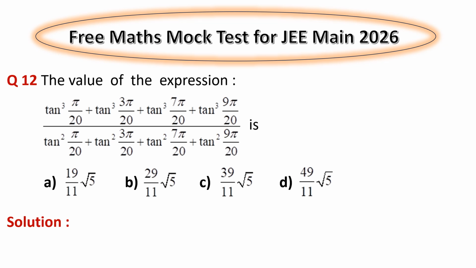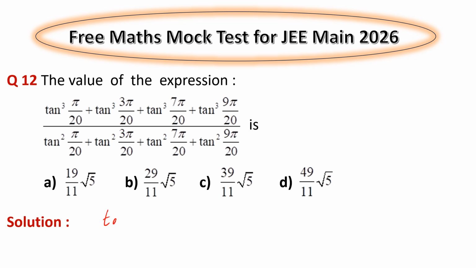So that clearly means pi upon 20 is equal to 9 degree, right? And similarly 3 pi upon 20 radians will be equal to 27 degree, 7 pi upon 20 radians will be equal to 63 degree, and 9 pi upon 20 radians will be equal to 81 degree. Now I am just converting all of these angles into degrees.